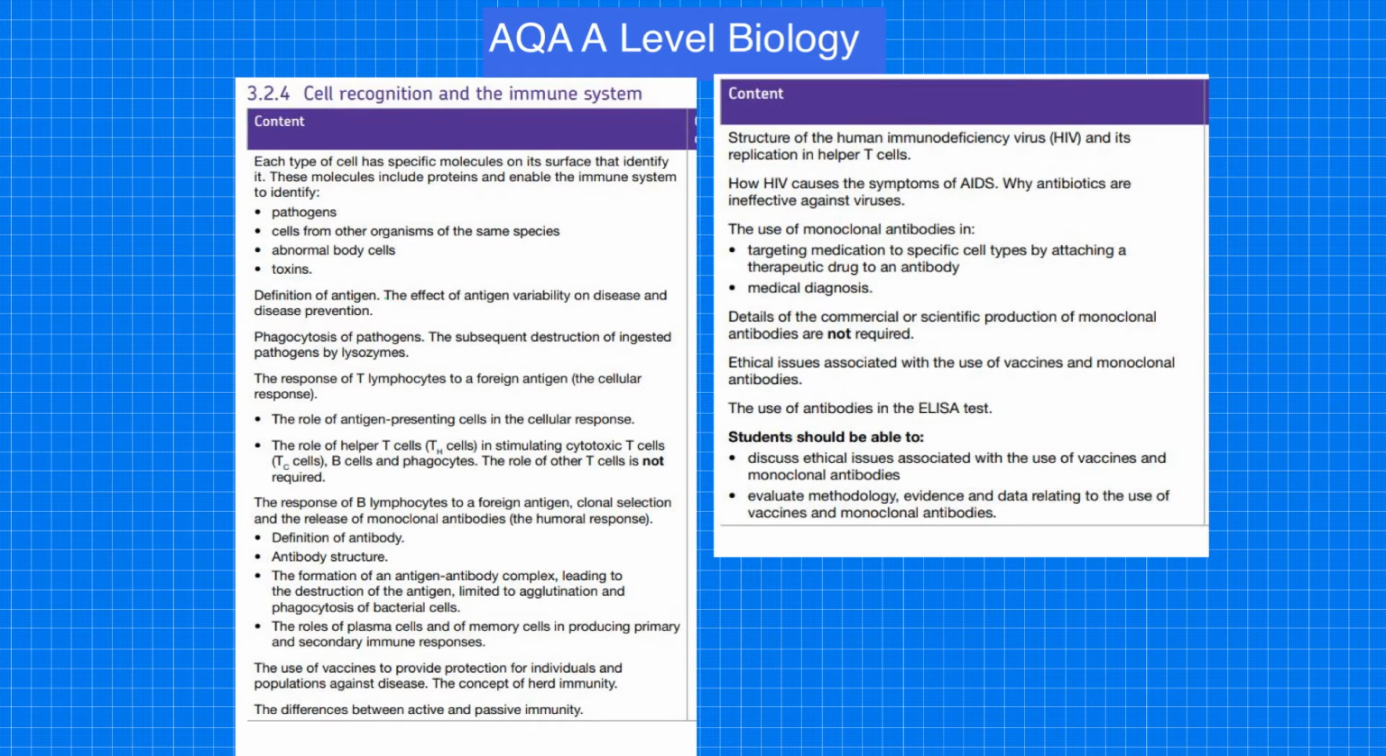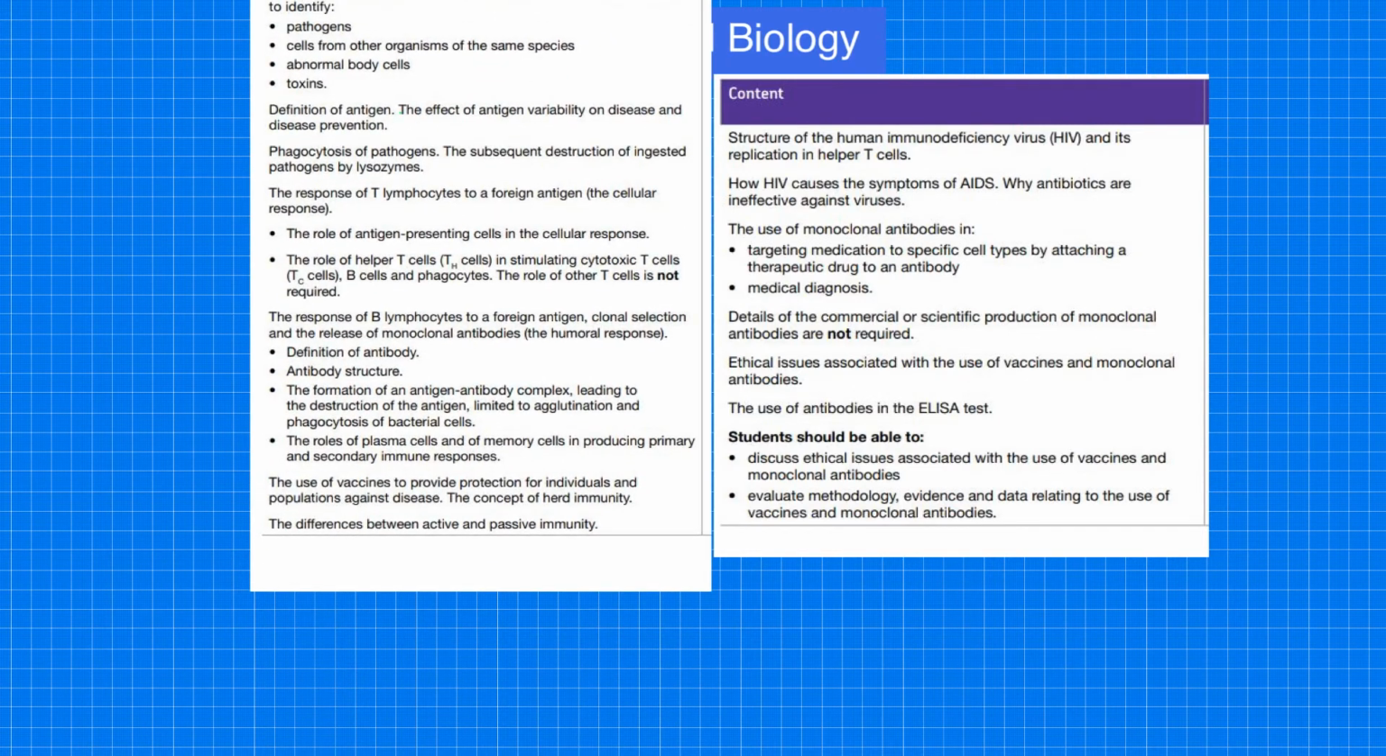Okay, let's do a quick spec check. So today I am going to be looking at this section here, which is the use of vaccines, the protection for individuals against disease, and also looking at the differences between active and passive immunity. And then I'm going to talk a bit more about the ethical issues associated with the use of vaccines.